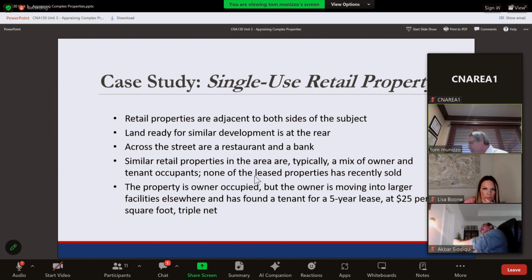So this is a 5-year, $25 a square foot, triple net lease. Taxes for the building are $4,500 and insurance is $1,350. The building was constructed in 2000. Typical floor plan, open retail at the front, and at the rear a half bath, office, storage for inventory, workspace. Crawl space, 20,000 square foot asphalt paved parking lot, and it's generally in average condition.